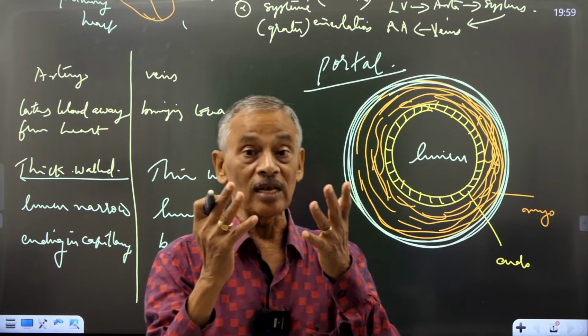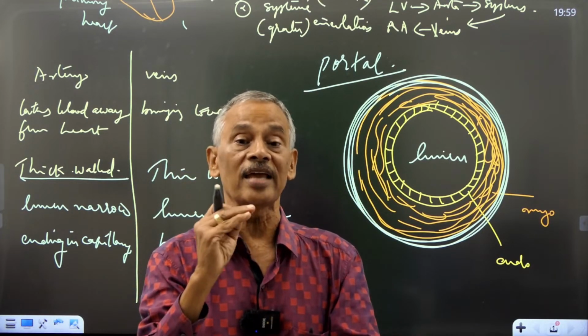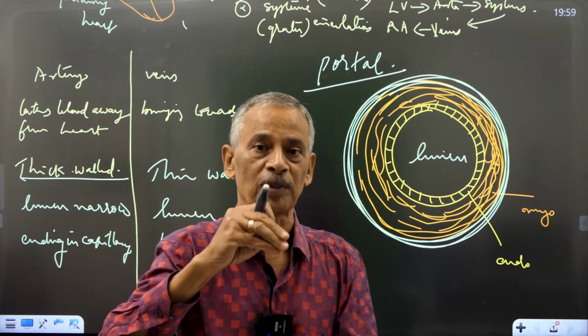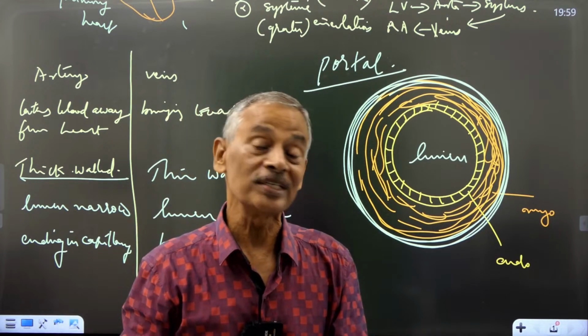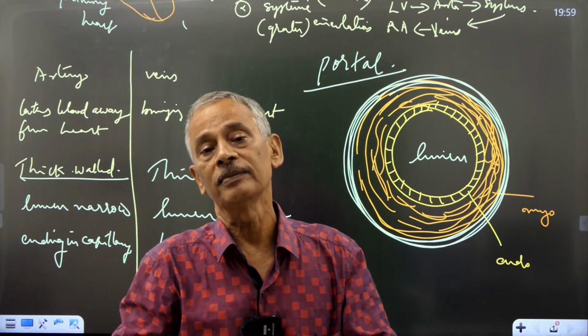Why is it a portal? It begins and ends and is carrying something. It carries all the nutrients that are digested and absorbed into the blood to the liver. So it is carrying the nutrients that have been absorbed from the alimentary canal.